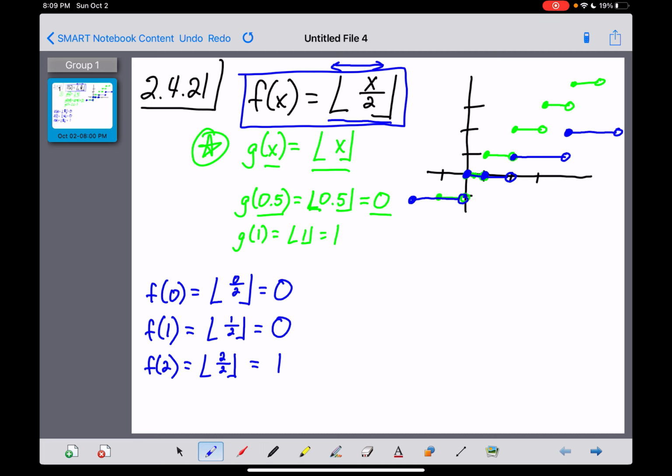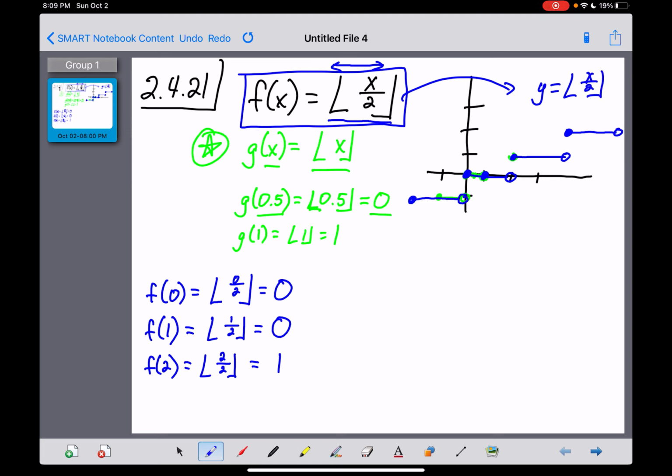So I think at this point, guys, you can go ahead and ignore pretty much everything I've got there in green. That was to help us just kind of figure out what the graph looked like. And now we can see the graph for this particular function here in blue. y is equal to the floor function of x over 2.